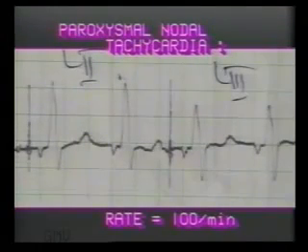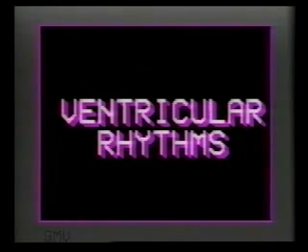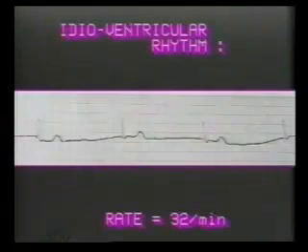This ECG shows inverted P waves in leads 2 and 3 with short PR interval, indicating a nodal rhythm, but the rate is 100 per minute, beyond the normal range of AV node. So this is called as paroxysmal nodal tachycardia. Now we will come to ventricular rhythms. In this section, we shall study idioventricular rhythm, ventricular tachycardia and ventricular fibrillation.